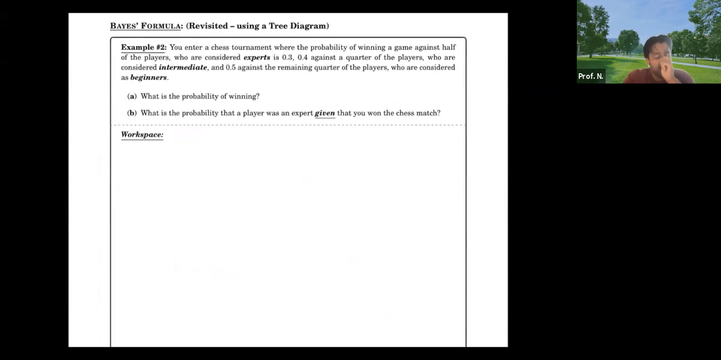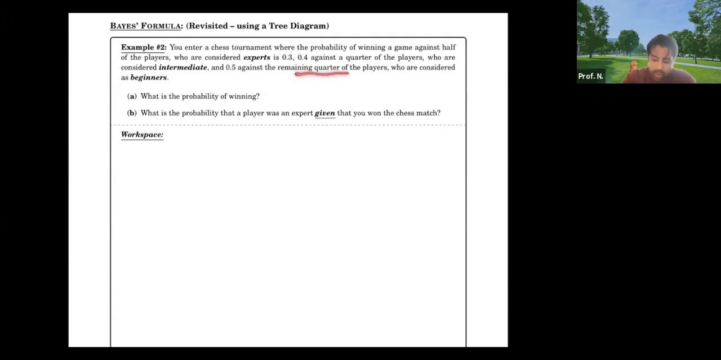And so you should expect in your homework set, which is up now, a lot of word problems like these. So here we have a chess tournament, and we have a probability of winning a game against half of the players. And half of the players that we're playing against are called experts. And the probability of beating an expert is 0.3. A quarter of the players are intermediate players, and we have a 0.4 probability of beating those intermediate players.